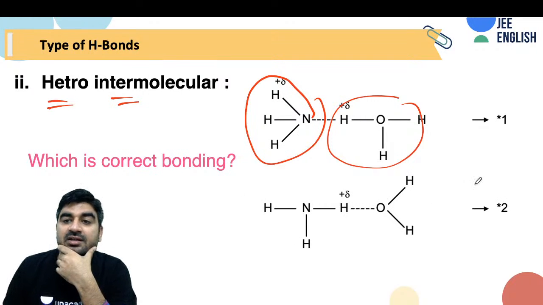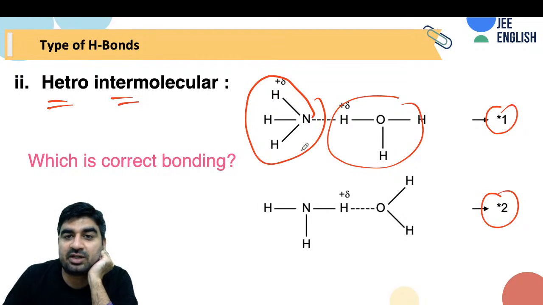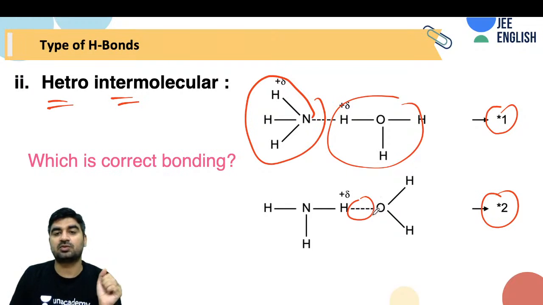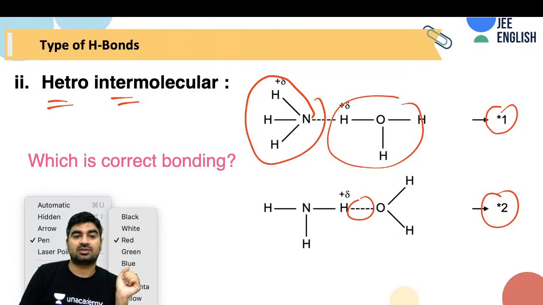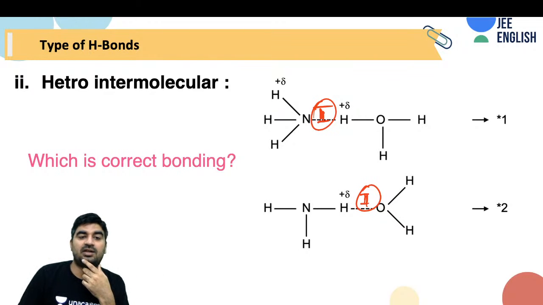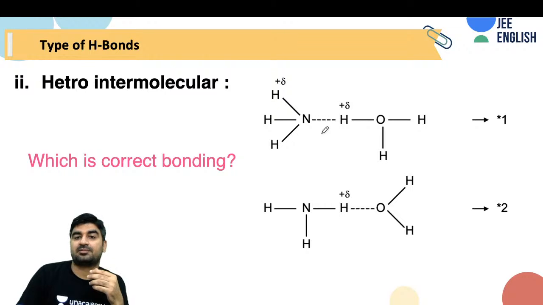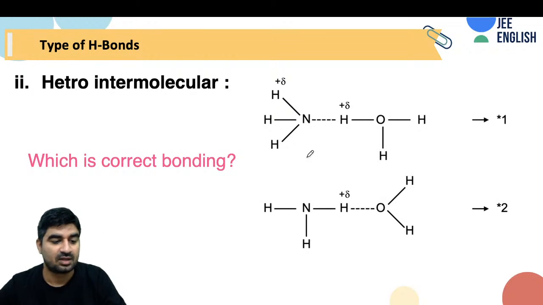But the point is, in 1 and 2, which one is correct? Can you tell me? Will the hydrogen bonding take place between N-H or O-H? Is there anyone who can tell me the answer to this question? This is 1, this is 2. Which kind of hydrogen bonding will take place? Will it take place between N-H or between H-O? Can you tell me, guys?